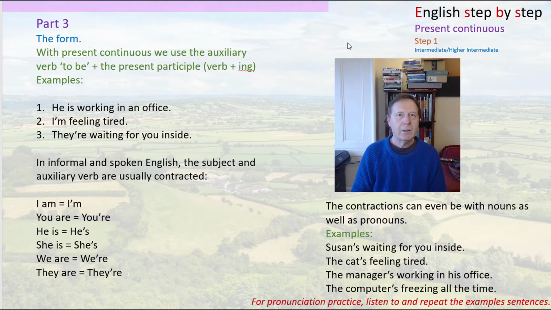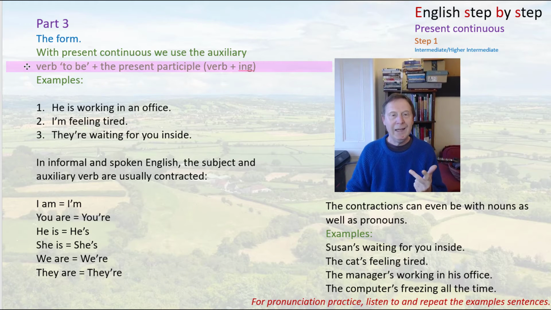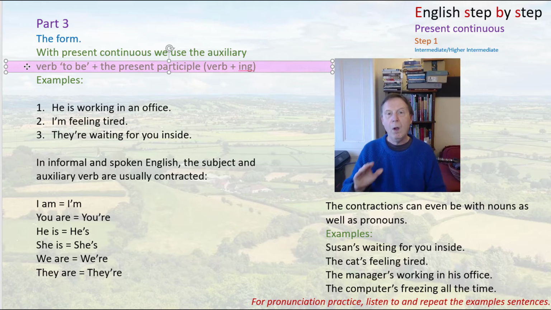So now let's look at the form of the present continuous or the structure of the present continuous. With present continuous, we use the auxiliary verb to be and the present participle. Well, the auxiliary verb, that is I am, you are, he is, they are, it is, etc. And the present participle is the verb plus ing, for example, walk, walking, go, going, study, studying.